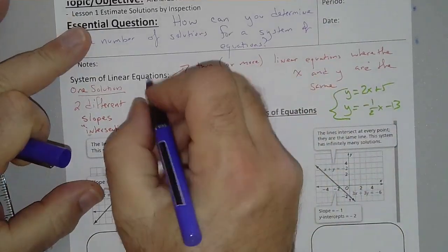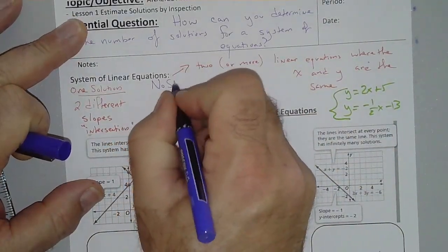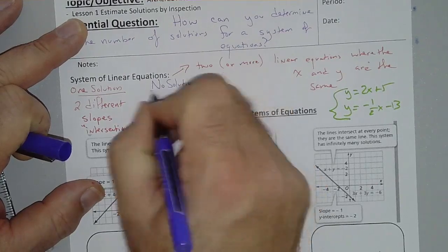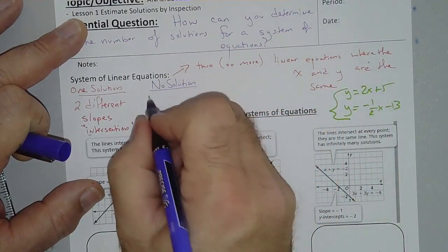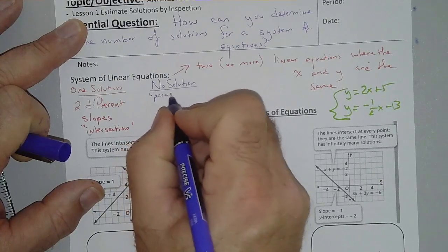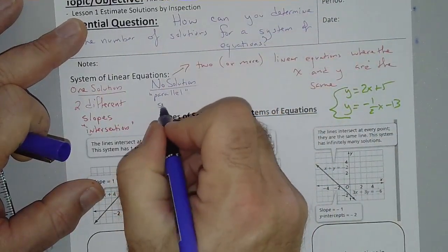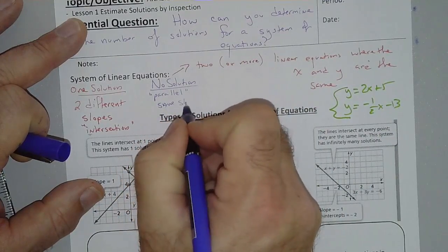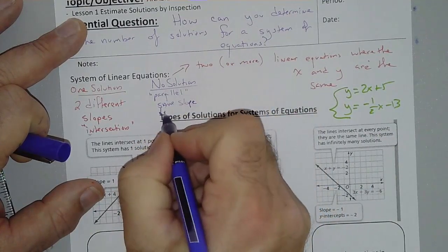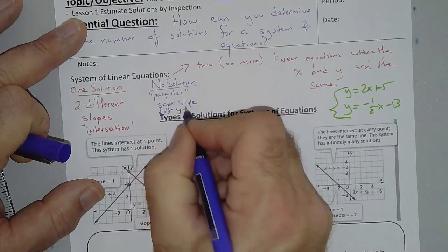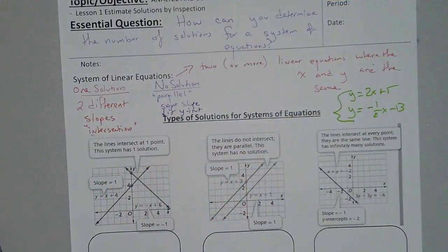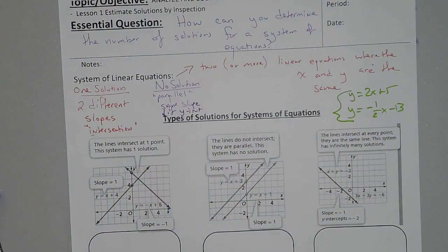The next type is no solution. Now, when no solution happens, we have two lines that are parallel. And by that I mean they will never intersect with each other. We can see that because they have the same slope, but different y-intercepts. So just looking at the equations, same slope, different y-intercept.